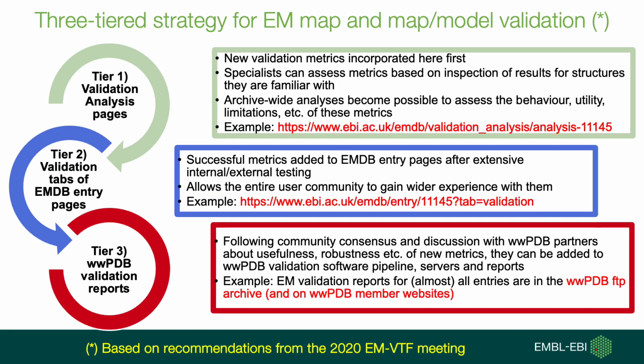Now EMDB has taken the advice and the recommendations from the validation task force and begun to implement them. So we now have a 3-tiered strategy on how to do validation. Tier 1 is the validation analysis pages, and this is where we try out lots of different things, implement loads of different programs so that specialists can look at them, so that we can run analysis over the entire archive, etc. So we call this the validation analysis pages.